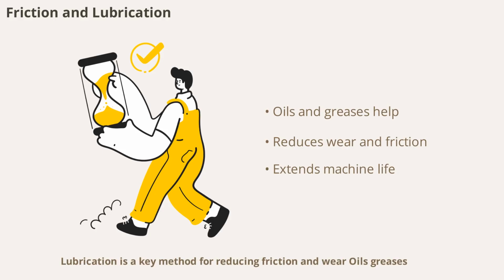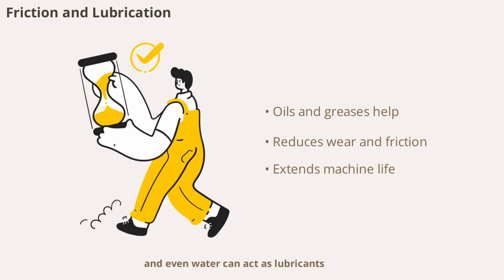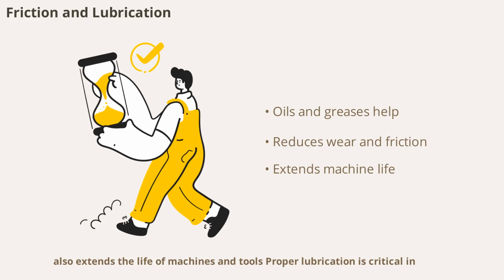Lubrication is a key method for reducing friction and wear. Oils, greases, and even water can act as lubricants, forming a protective layer between surfaces. This not only makes movement smoother but also extends the life of machines and tools. Proper lubrication is critical in everything from bicycles to industrial machinery.